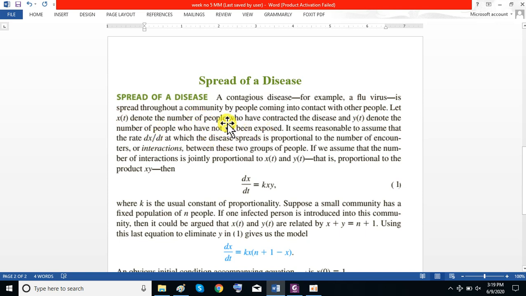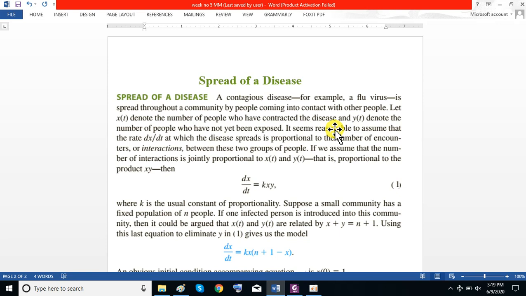y(t) denotes the number of people who have not been exposed, the number of people in a community. For example, if the people are in a community like a university, a town or a country, whose population is y(t), at time t.